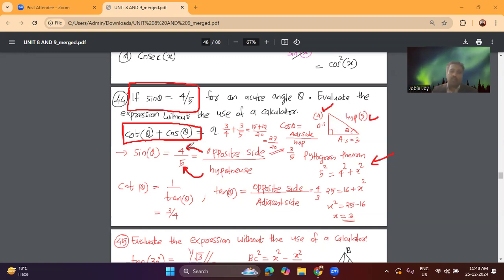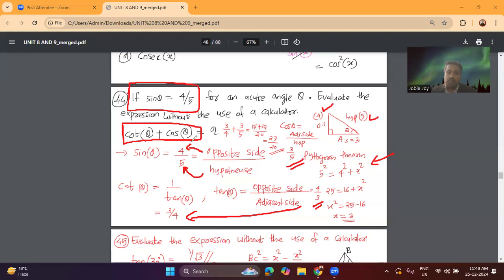Then I will find cos theta. Cos theta is equal to adjacent side divided by hypotenuse. So that means 3 by 5. So cos theta is equal to 3 by 5. Next is cot theta. Cot theta is equal to 1 by tan theta. First I will find tan theta. Tan theta is opposite side by adjacent side. That means 4 by 3. Take the reciprocal of tan theta, you will get cot theta. So cot theta is 3 by 4.